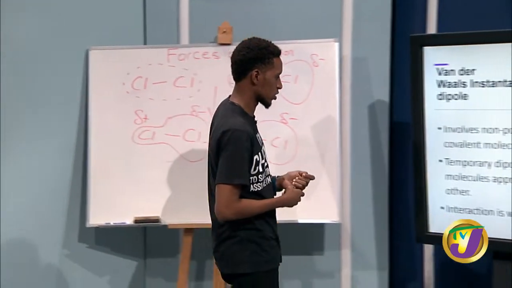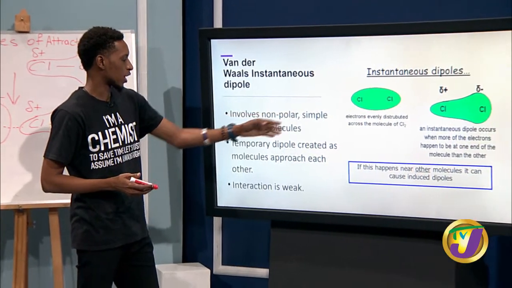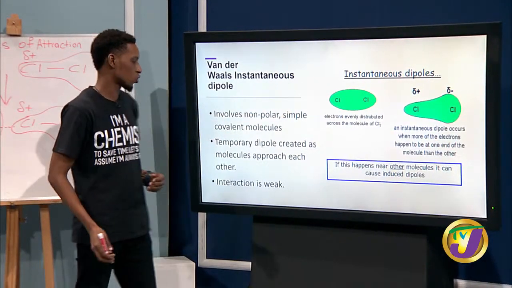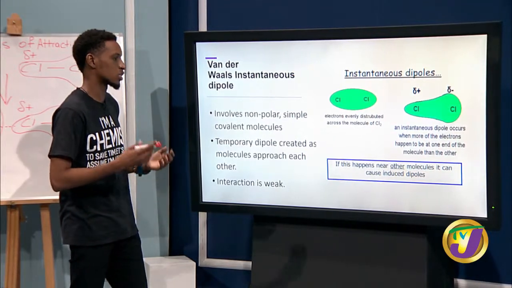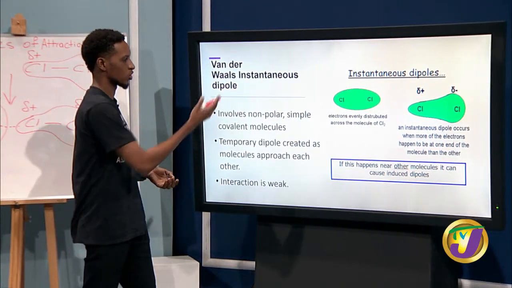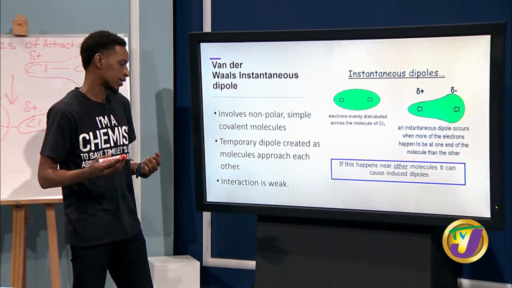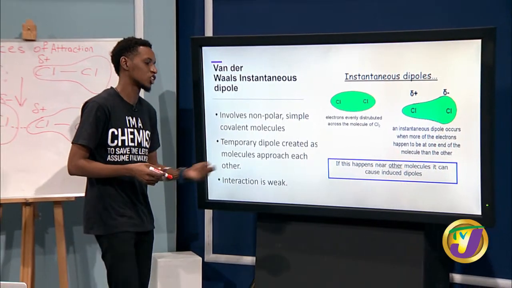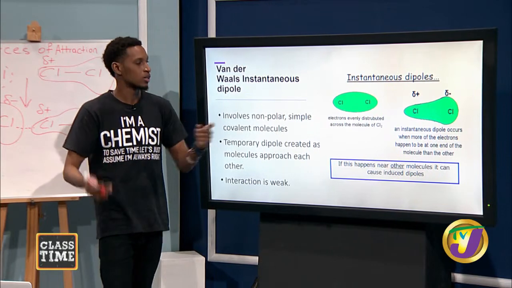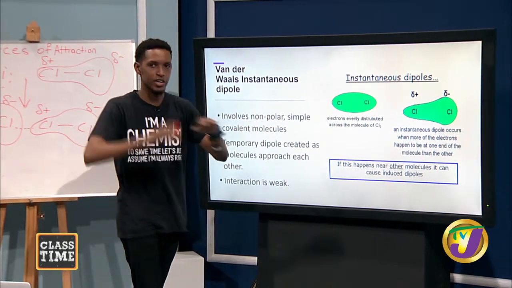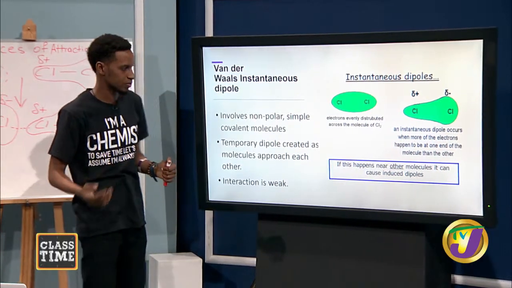So, back to the screen. It says it involves nonpolar simple covalent molecules like chlorine. A temporary dipole is created as molecules approach each other, so that one molecule induces the other molecule to develop a dipole. The interaction is very weak, and as the molecules move apart, they go back to their original state where you have an even distribution of electron density around the atoms.